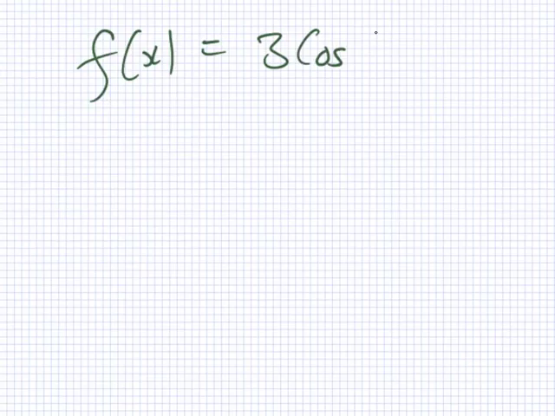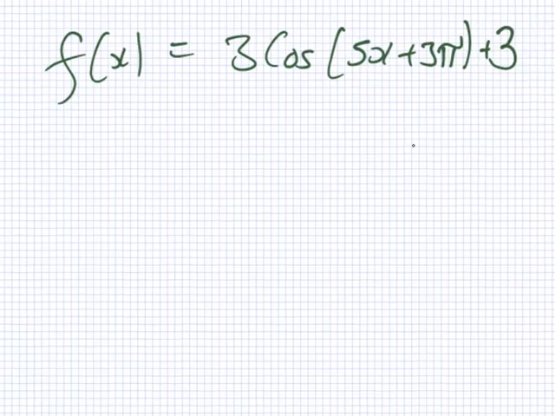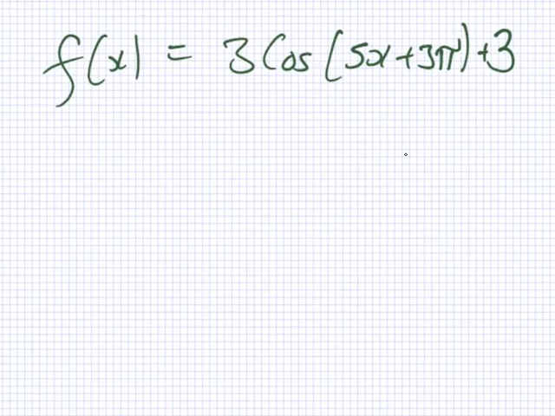f(x) equals 3 cos(5x plus 3 pi), and then plus 3. What's the question? You're supposed to find the domain. Good, so here is a good question: find the domain that will make this cosine function 1-to-1.